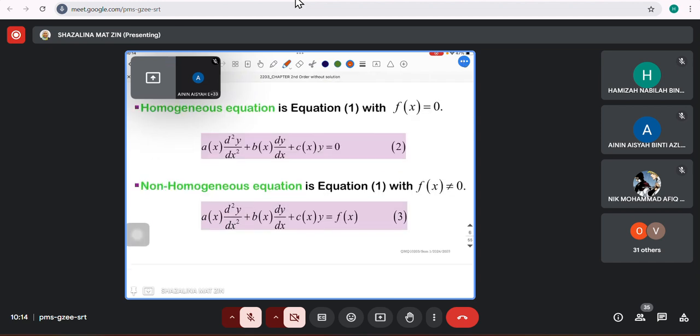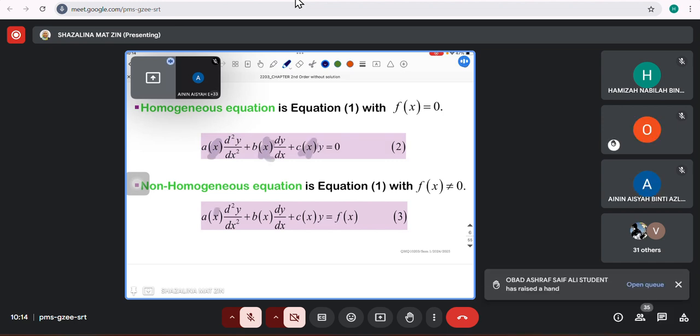Ada soalan tak? Ini dia rewrite balik lah. Tapi jangan consider A. This is A, B and C, not a(x), b(x), c(x). For this semester, we only consider A constant, B constant, C a constant.